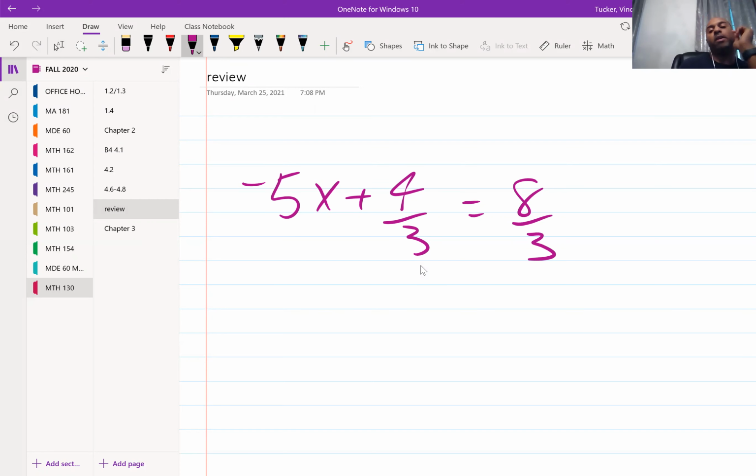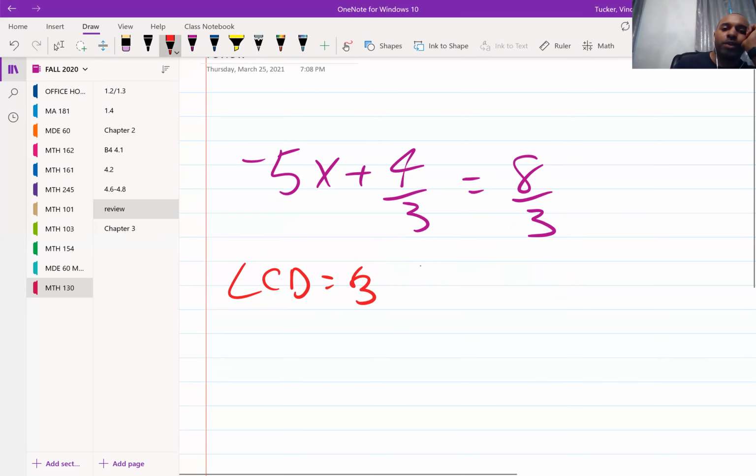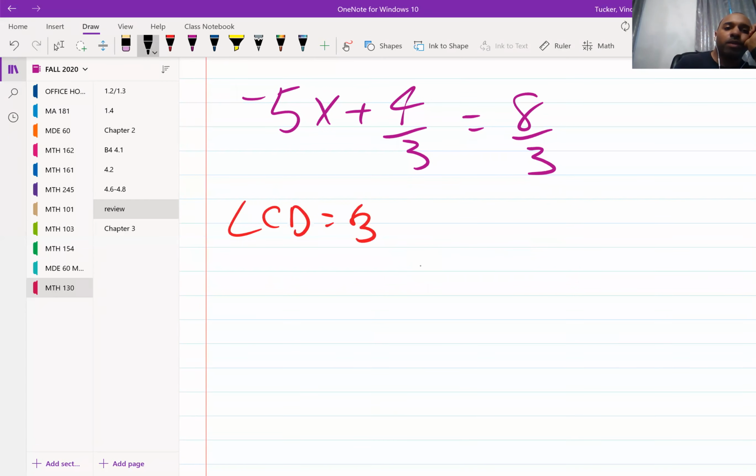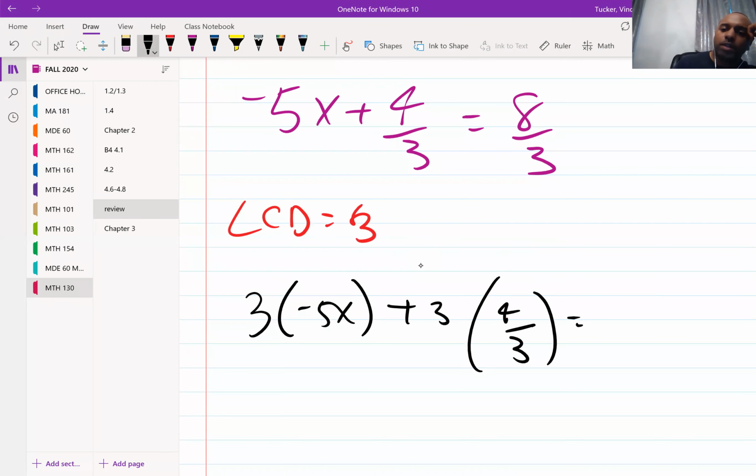Yep. Okay. So if you want to get rid of the fractions, the main way is to find the LCD of each one of your fractions. In this case, it's just 3. So our LCD would be 3, and then you would multiply each numerator by that 3. So that would be 3 times negative 5x plus 3 times 4/3 equal to 3 times 8/3.